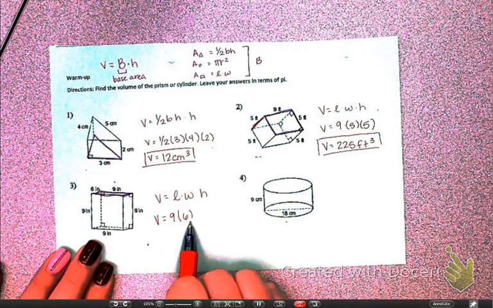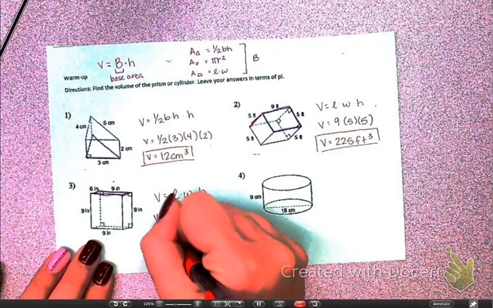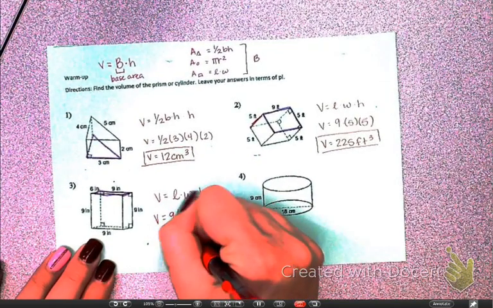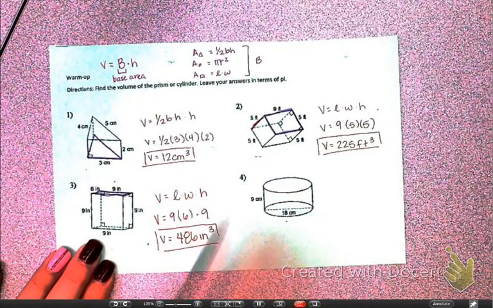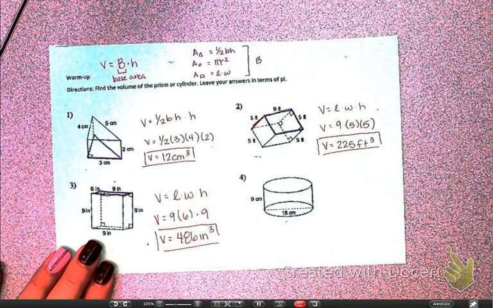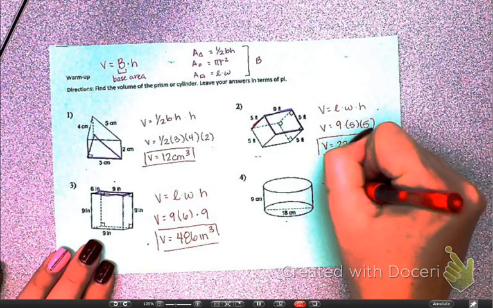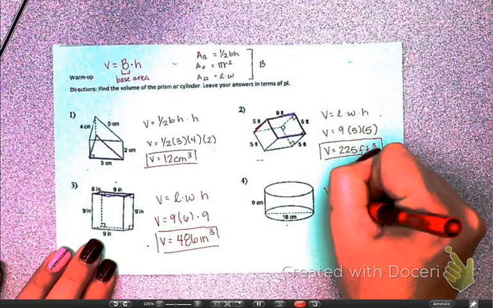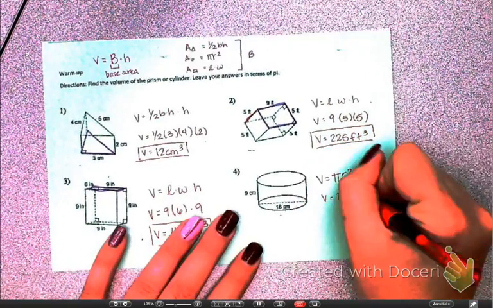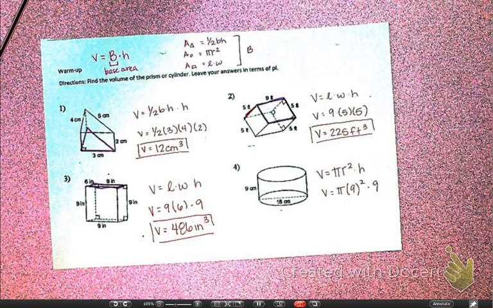9 times 6, and then what would my height be if I chose that one? 9. And then can someone tell me what that answer is? 486 inches cubed. Okay. Lastly, for a cylinder, what shape is my base? Okay, so this is where pi r squared comes in. What is my radius? It's 9, because it's half the diameter, and the height? 81 times 9.